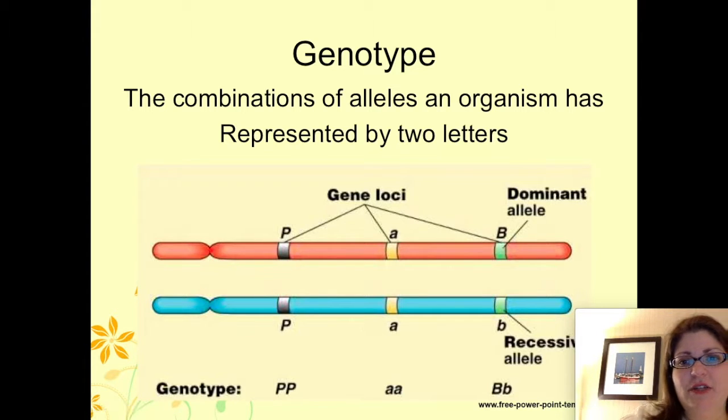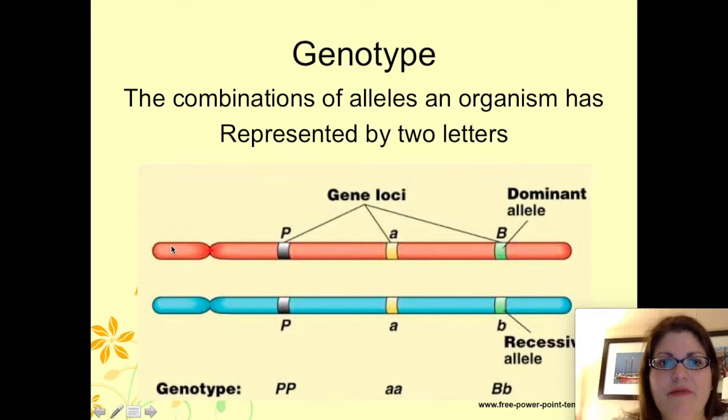If we take a look at these 2 chromosomes in this picture, let's say the red one's from mom and the blue one's from dad. There's really thousands of genes, but in this picture there's 3, and mom is giving a big P, a little a, and a big B. Dad is giving a big P, a little a, and a little b, so we see that there's different combinations. Now we'll get into what the big letter means and the little letter means later, but for now, it's just what combinations do you have? What alleles did you inherit from your parents?